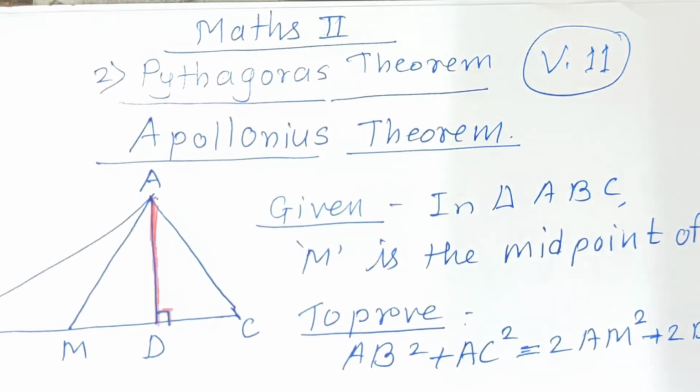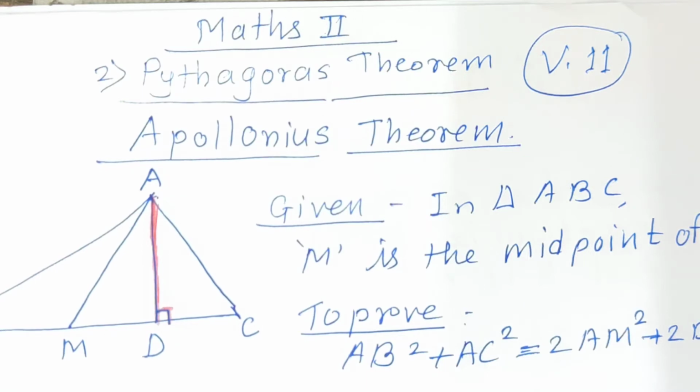Now this theorem depends on the previous 2 points which we finished. We finished application of Pythagoras theorem in acute angle triangle, and application of Pythagoras theorem in obtuse angle triangle. So those 2 points are useful here to understand the Apollonius theorem.